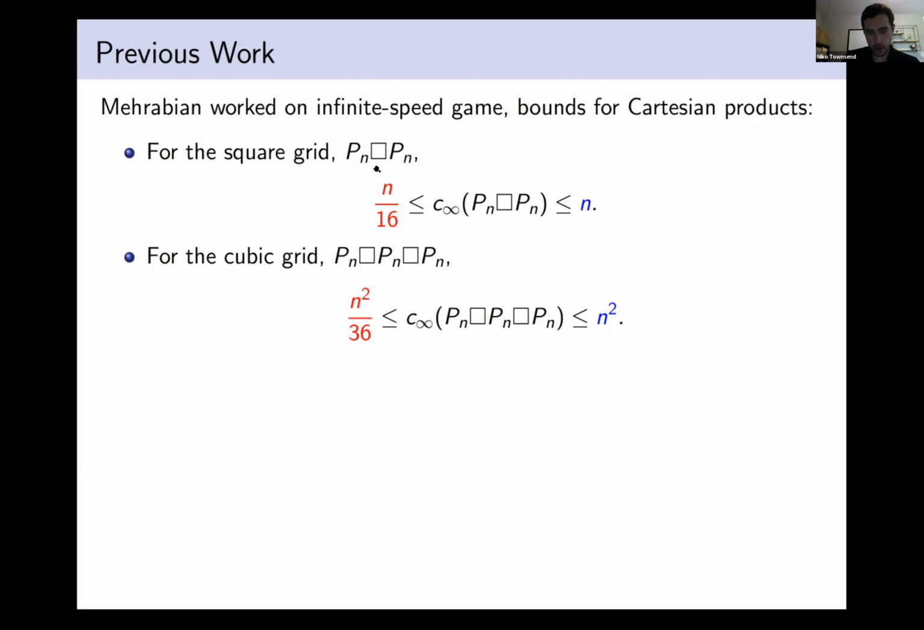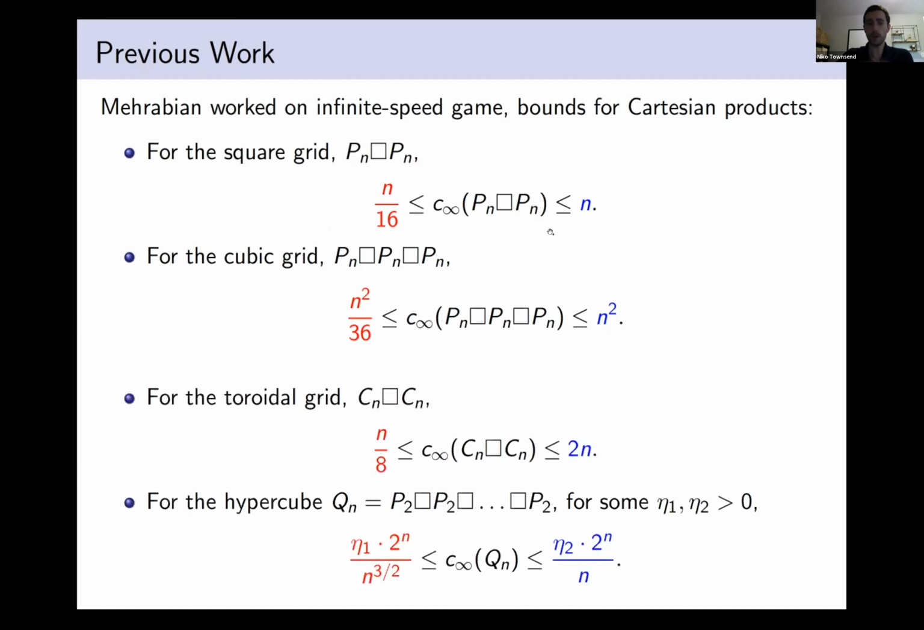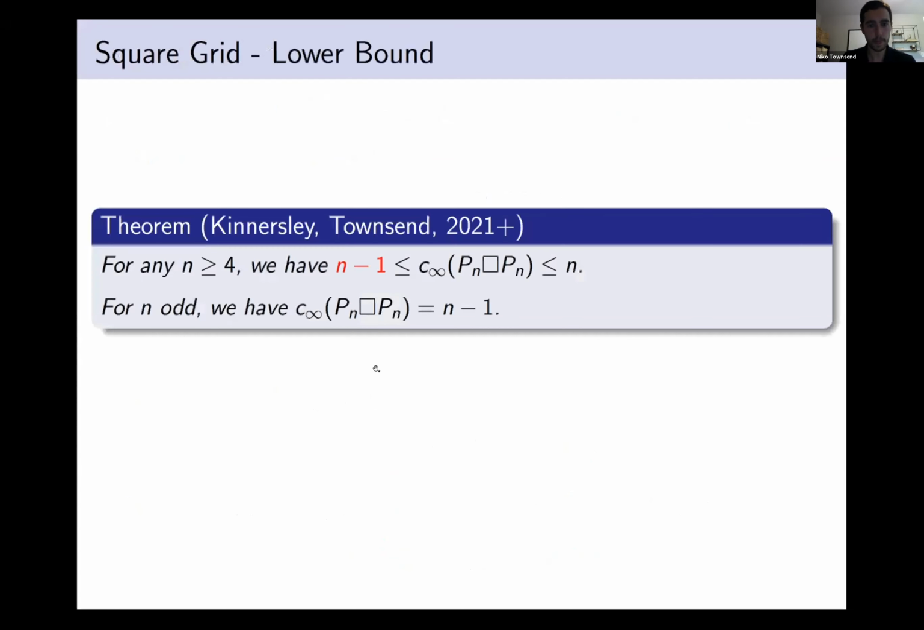So for the square grid, you can see the upper bound that Mehrabian had was n. For the lower bound, there's a little bit of a gap there. For the cubic grid, imagine we have the square grid, but I Cartesian product that with another path. All of a sudden now we have not n squared but n cubed vertices, and we're playing on a cubic grid. The upper bound is n squared, and again there's some room to work with here for the lower bound. We also worked with toroidal grids and hypercubes, but to save time, we're just going to be talking about the path graphs.